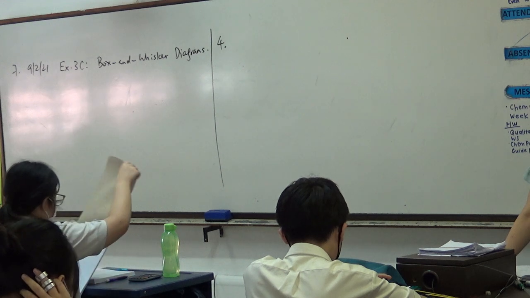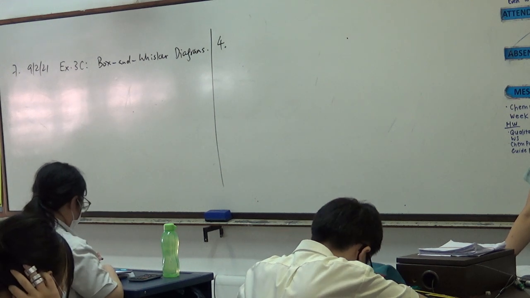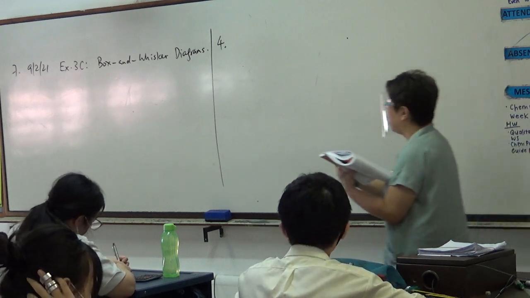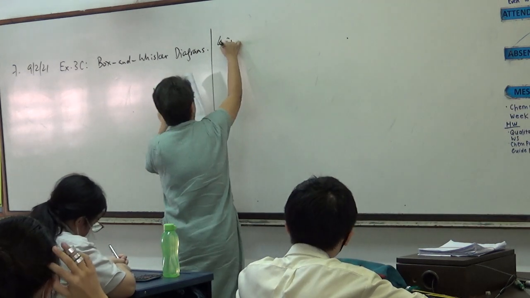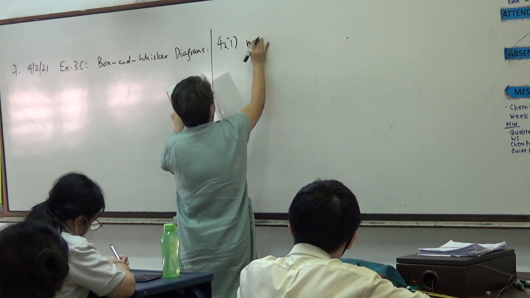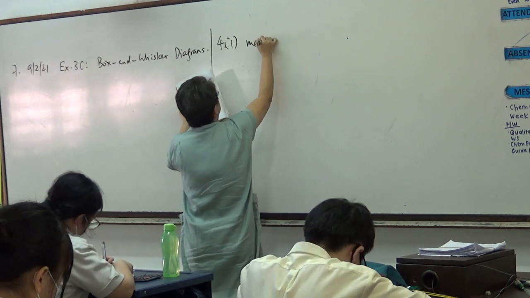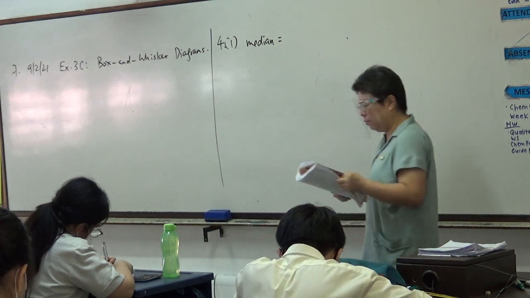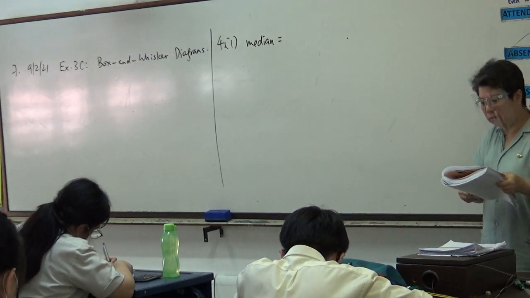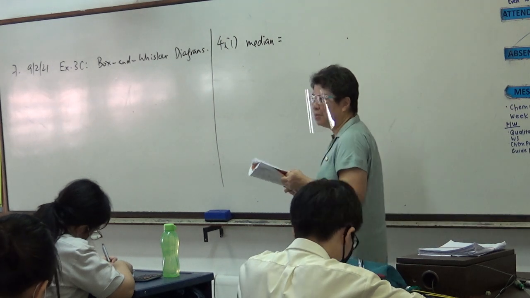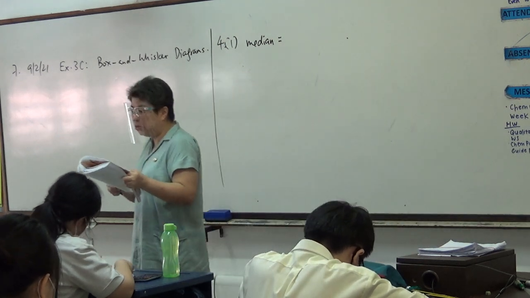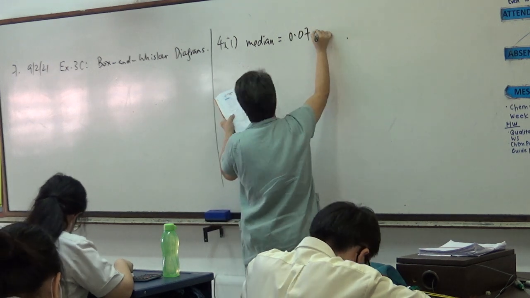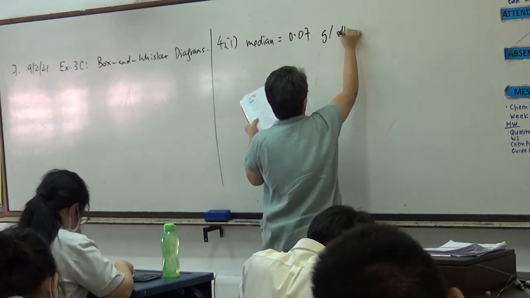Now, state the lower quartile, median and upper quartile of the alcohol content of the drivers. Okay, part 1. Can I take the median first? It's easier. What is the median? 0.1. You must not do big scale. Oh, I don't know, 0.1. Yes, 0.07 grams per deciliter.